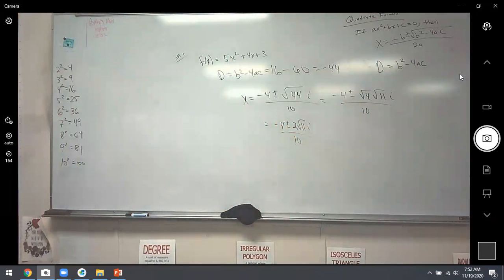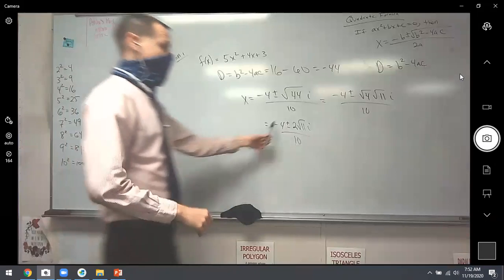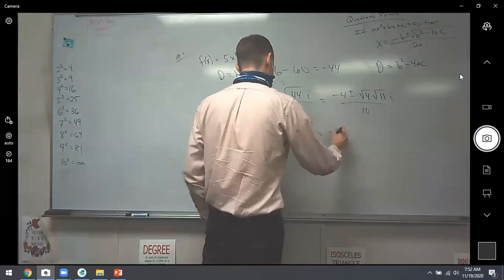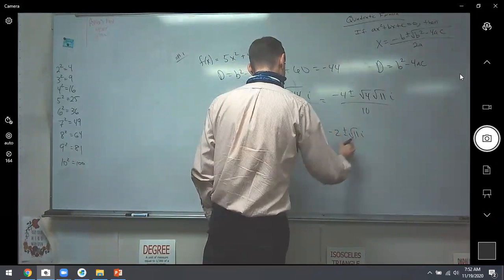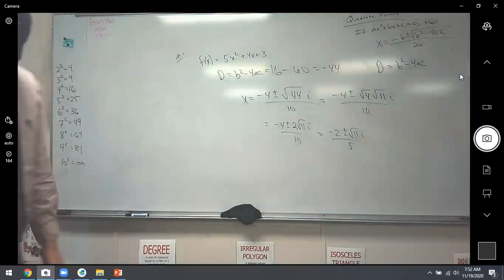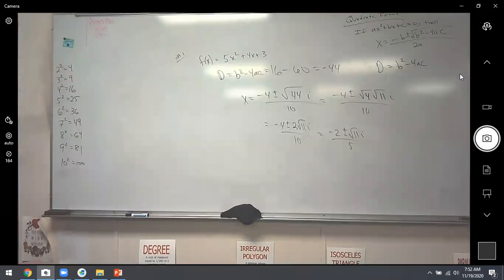That's a good thing. The only question is, can you reduce this any? I do think that 2 goes into all those numbers. Would you agree? 2 goes into 4, 2 goes into 2, 2 goes into 10. So if you divide them all by 2, that'd be negative 2 plus or minus the square root of 11 i, of course, all over 5 when you divide everything through by 2. And there they are. They're complex, as promised. They are distinct and different. One's positive square root of 11i, the other one's minus square root of 11i. And they're conjugates, because one's plus the i stuff and the other one's minus the i stuff. So there we go on that.